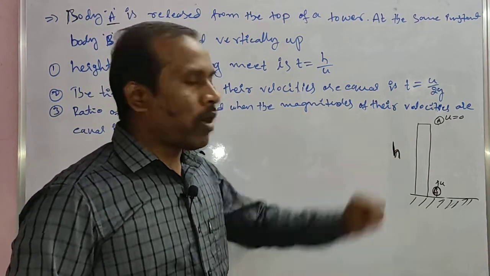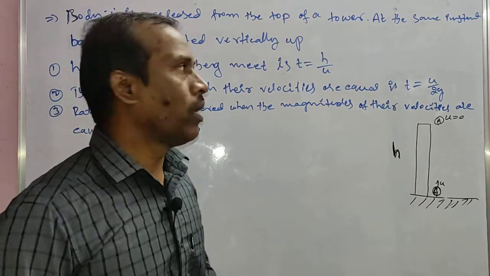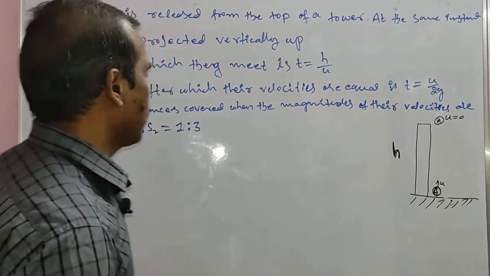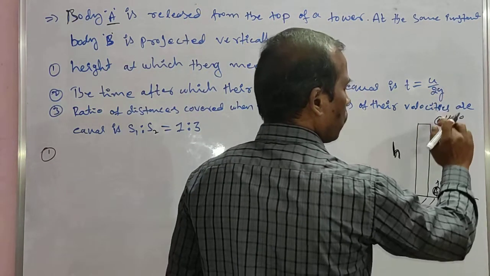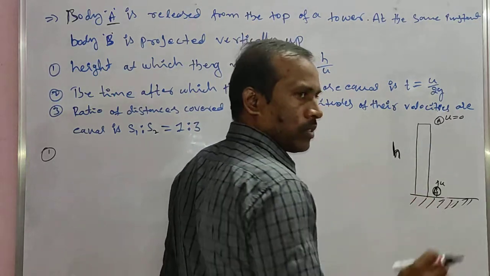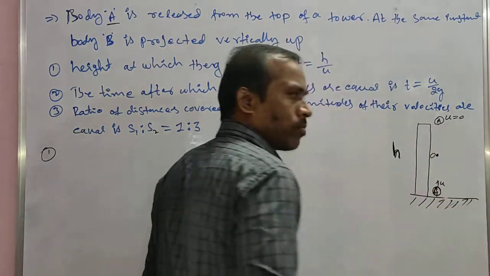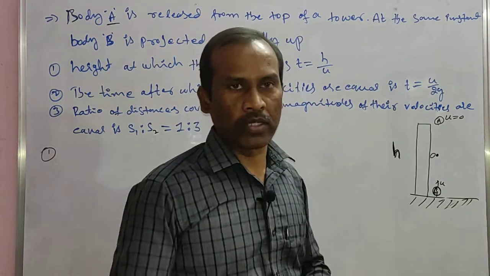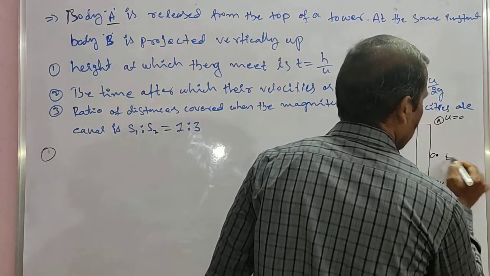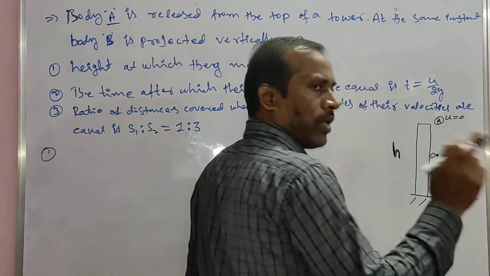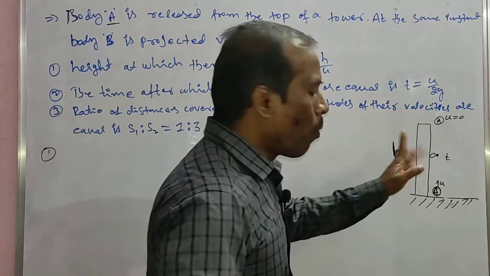Now these two bodies meet at any instant. For example, at any instant t, in the first case, this body is moving in the upward direction and this body is moving in the downward direction, and these two bodies meet. Here point O is where the two bodies meet, at time t. Body A and body B meet at point O.